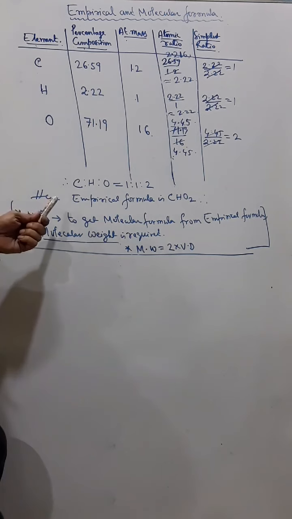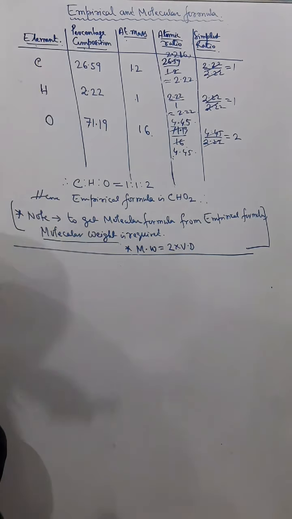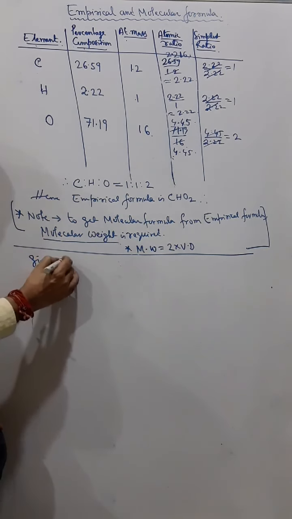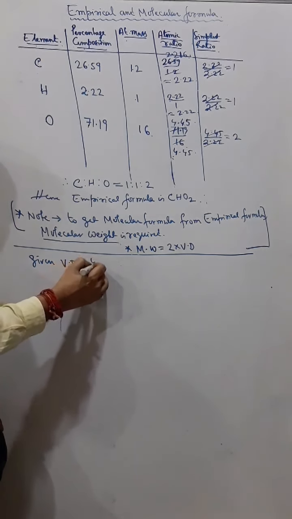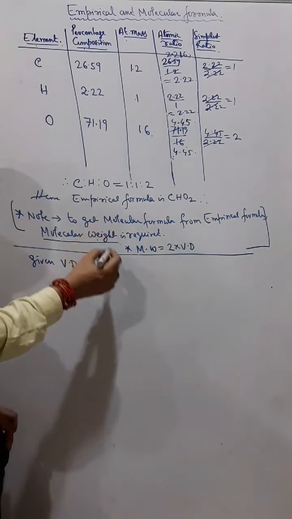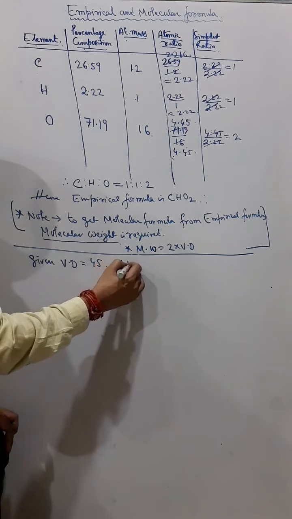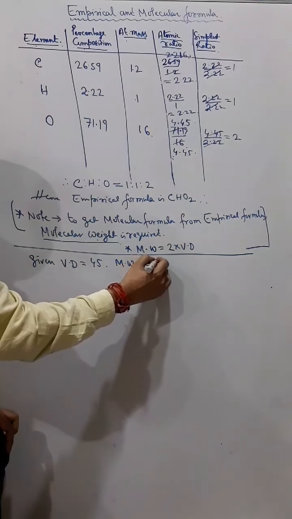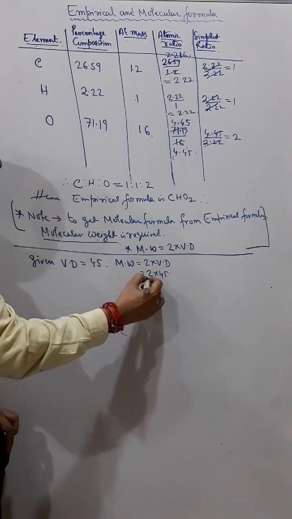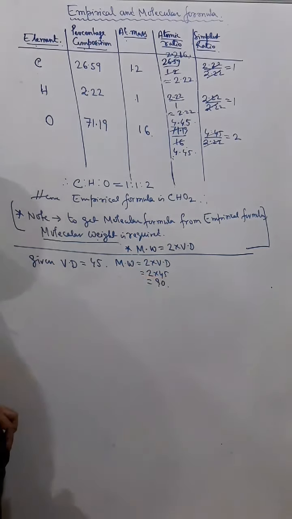Now in this sum also we have to calculate the molecular formula, and here they have given the vapor density, say the vapor density is given as 45. As I have told you, molecular weight is required, so we will calculate the molecular weight first. Molecular weight is 2 into vapor density, so that becomes 2 into 45 is equal to 90. So this is the molecular weight.